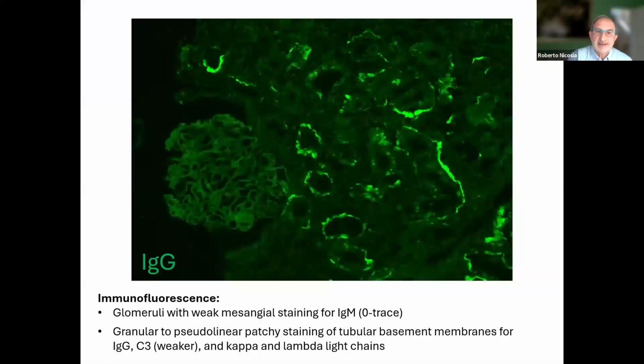The immunofluorescence, interestingly, showed almost no staining of the glomeruli except for some weak mesangial staining for IgM and no IgG staining. However, the IgG staining highlighted nicely the tubular basement membranes with a granular to pseudolinear pattern. And we could see the same pattern in sections stained for kappa or lambda light chains. And also for C3, even though the C3 staining was somewhat weaker than the IgG staining. So there is immune complex deposition in the tubular basement membranes, but no obvious immune complex deposition in the glomeruli.